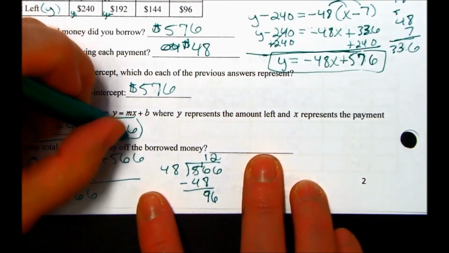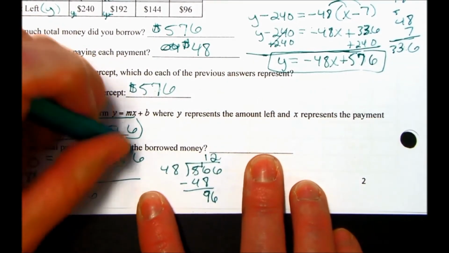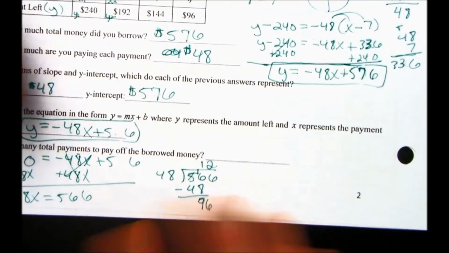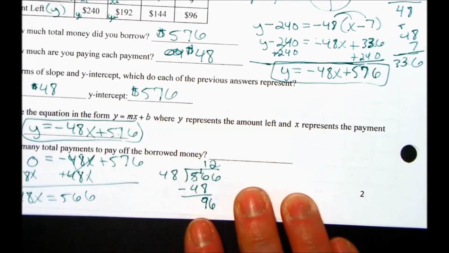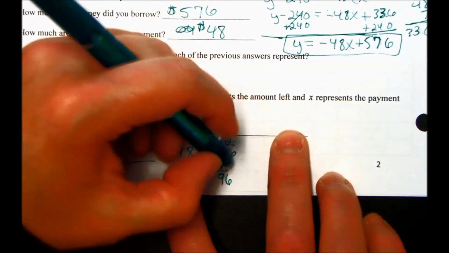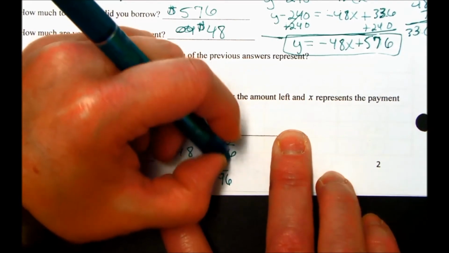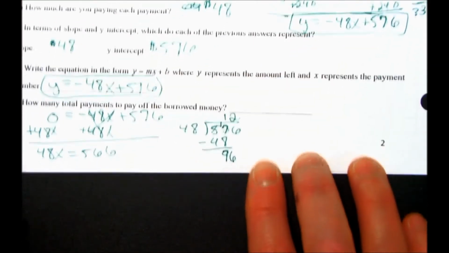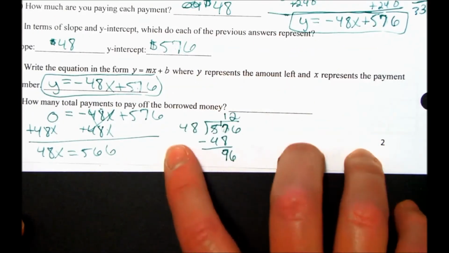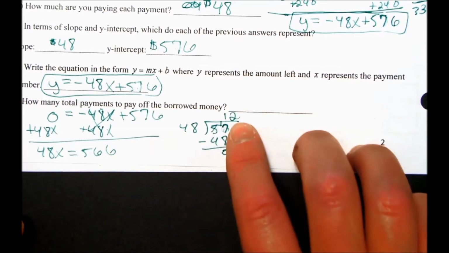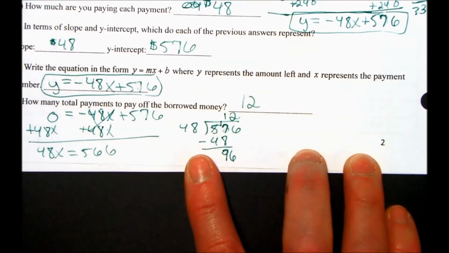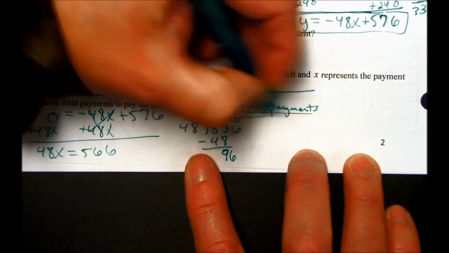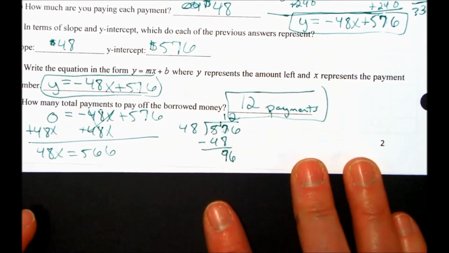And then my equation, so I have to change all those 6's to 7's. That's why we use pencil or erasable pen when we're doing math, because we make a lot of mistakes in mathematics. So now that that's a 7, we will get 96, which 48 goes into twice. So you will need to pay it back 12 payments to pay the entire balance off.